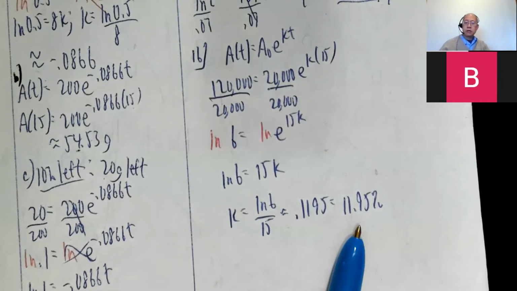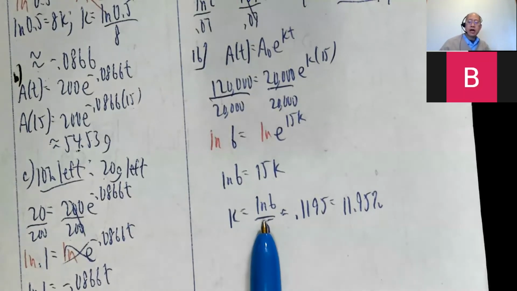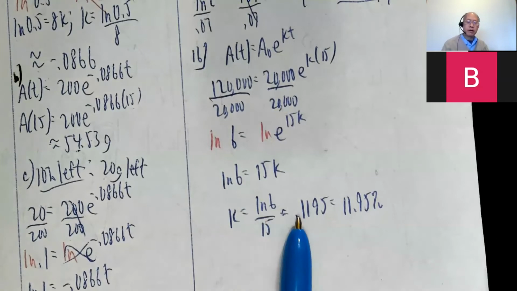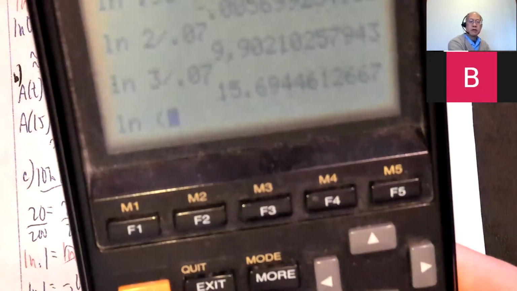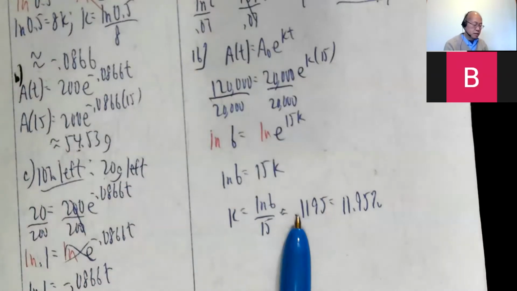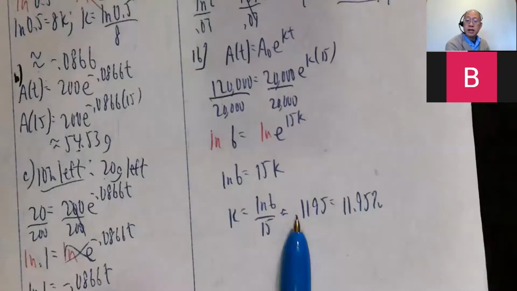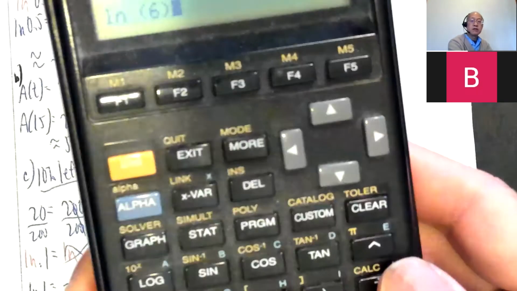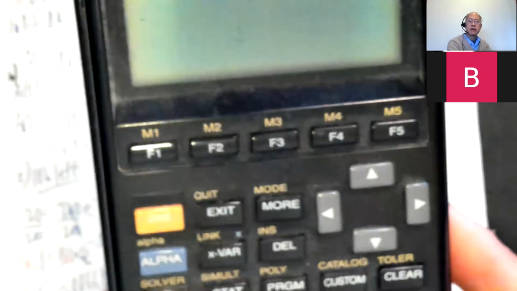Okay, and let me show that to you. Again, those of you that have a calculator that automatically pops up with a left paren, I'll show you that. So for you folks, if there's a left paren that automatically pops up, then you need to close it. So ln 6 needs to be closed. And then what? Divided by 15. And there we go.